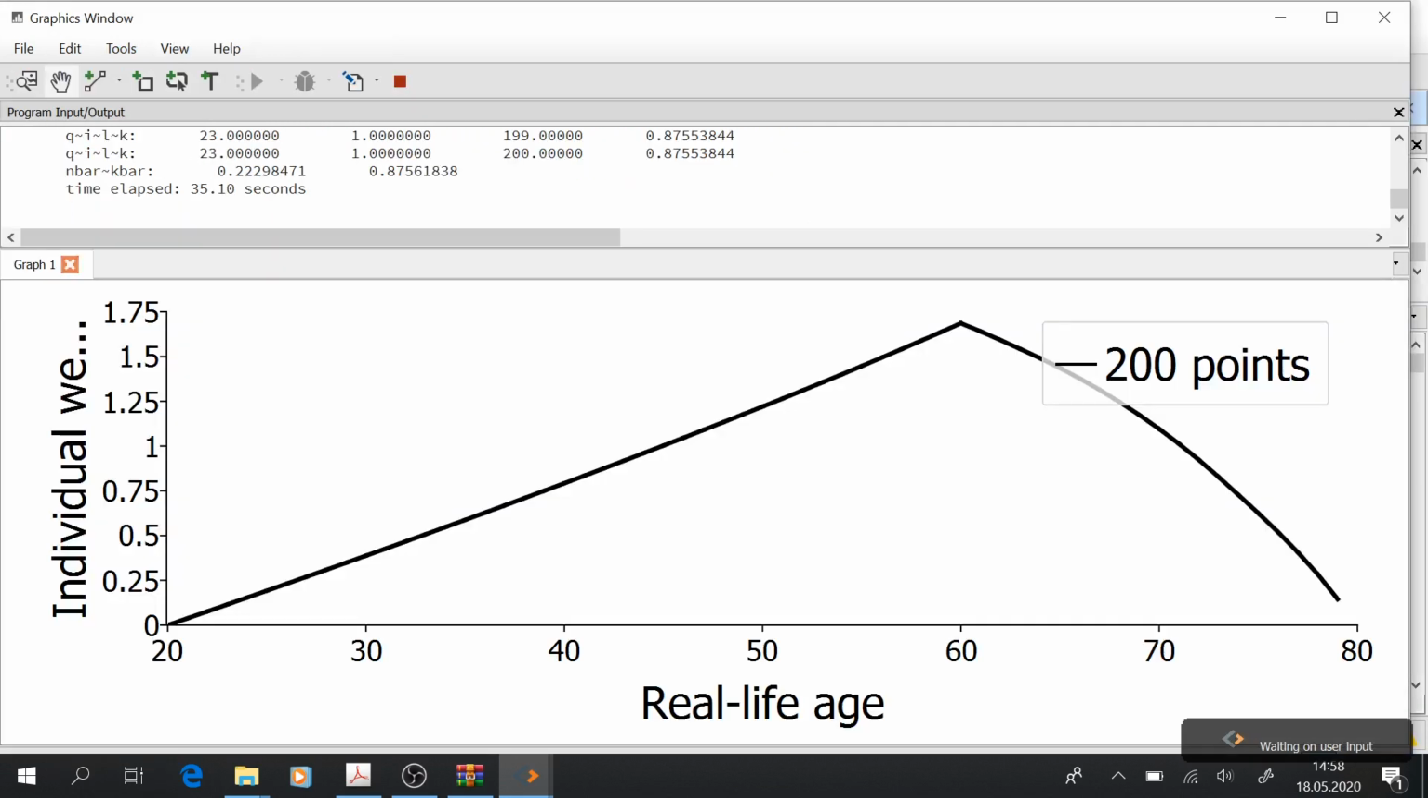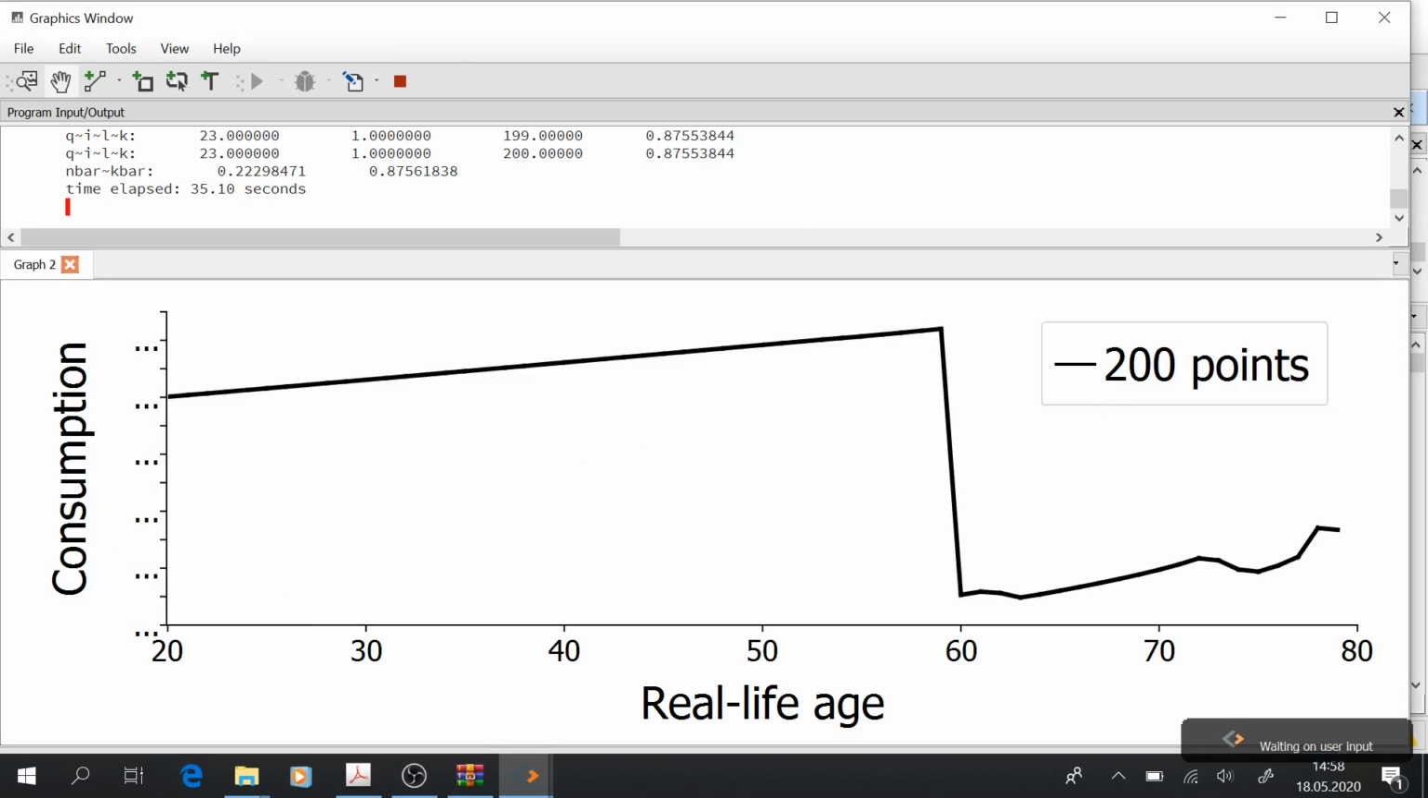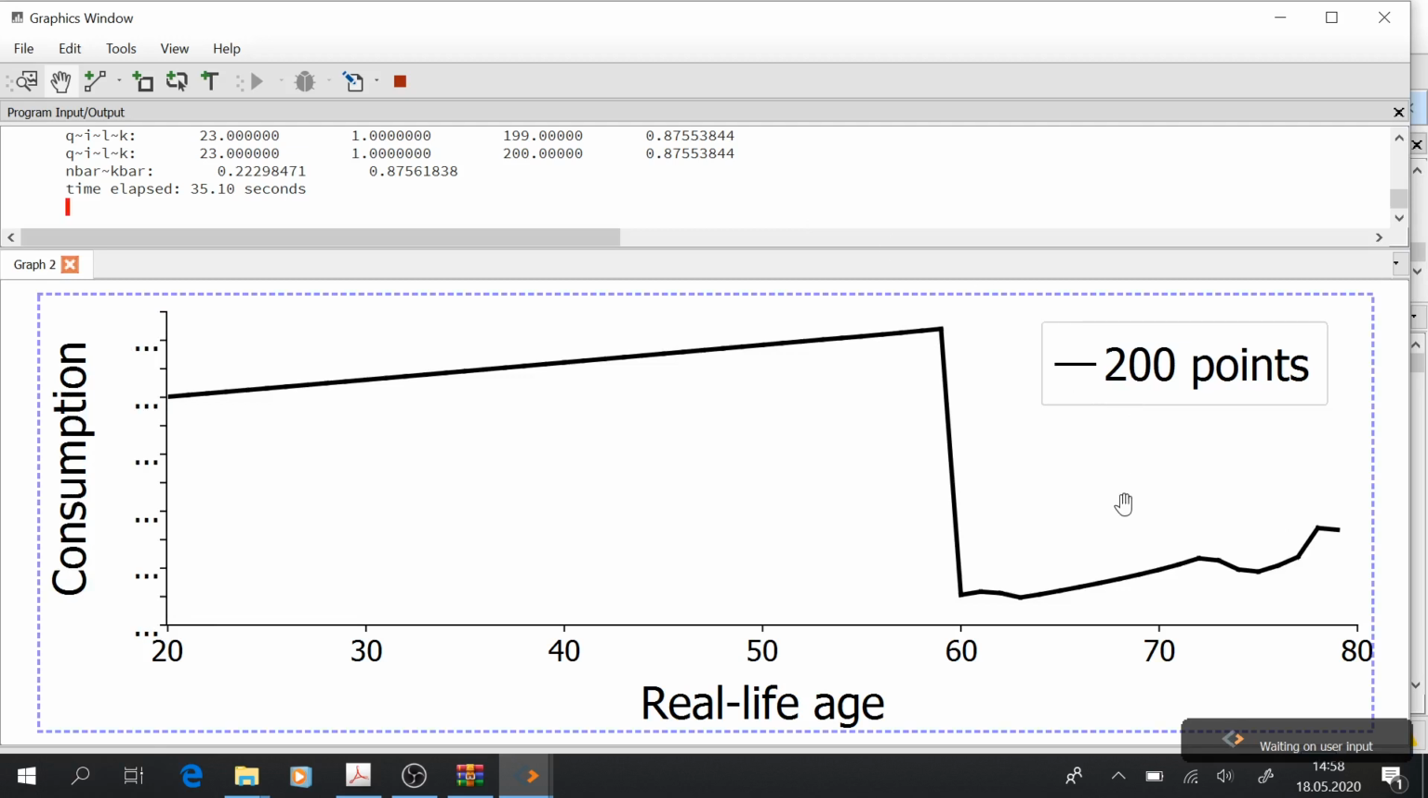So everything is fine. Here's the output. That's when you're using 200 points for the grid over the individual capital stock. This is our consumption. As you can see, this is not very nice here. We know from our first order conditions that consumption in old age should rise linearly, so we should have a linear slope here, which is clearly not the case.